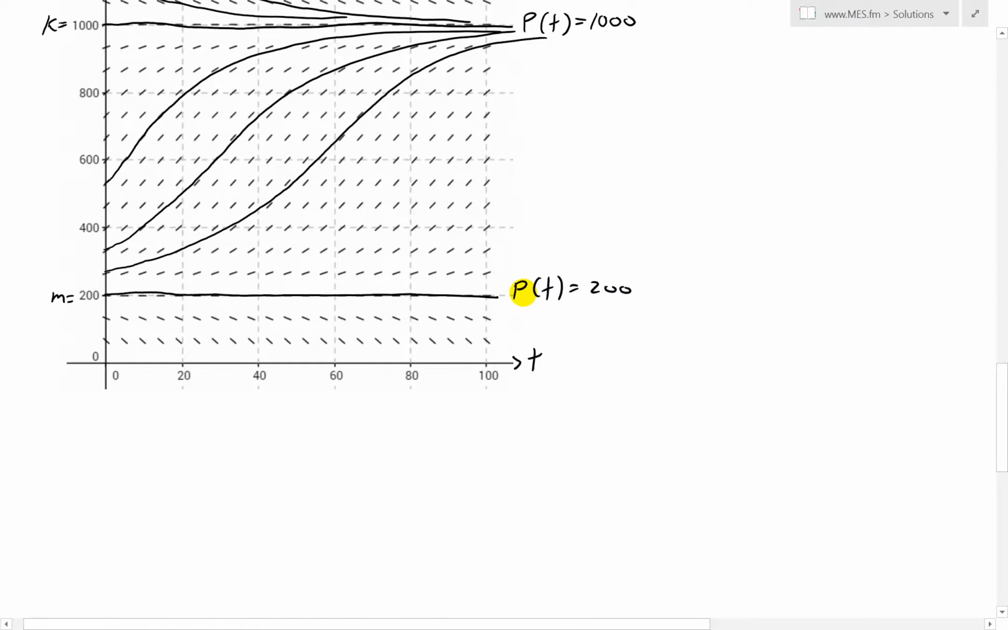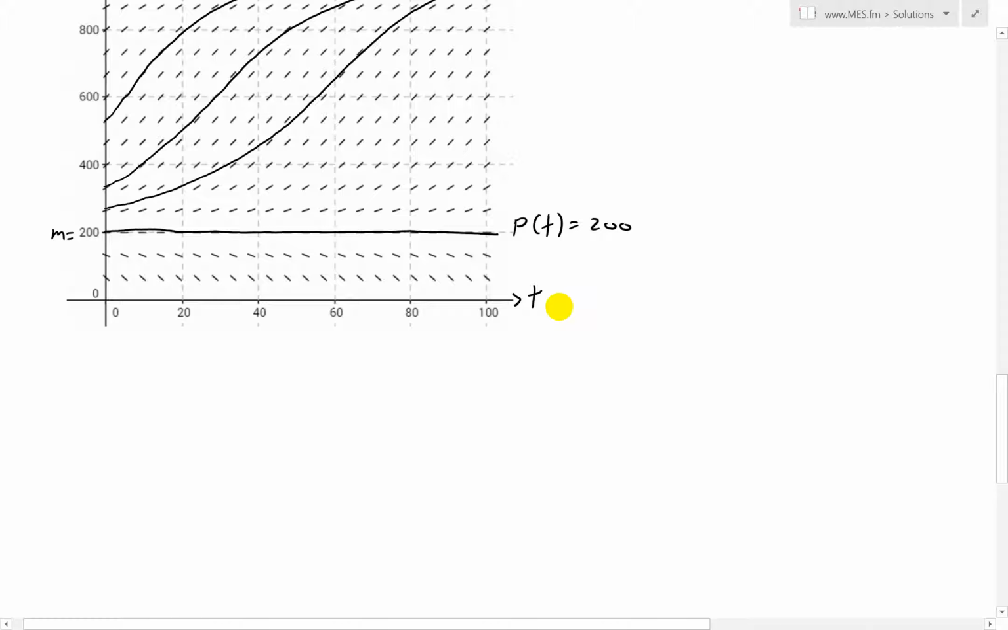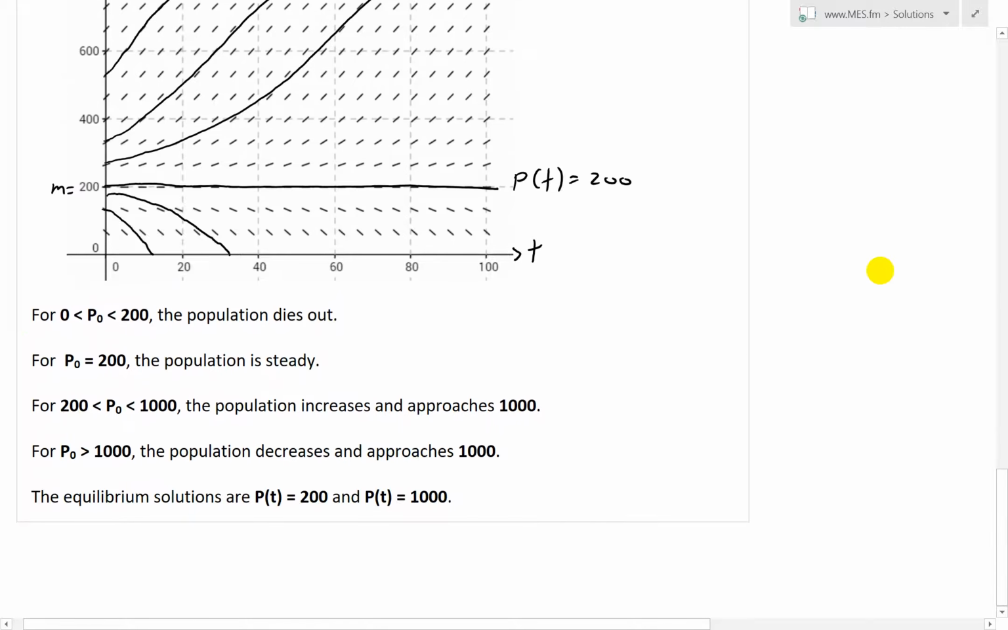But if the initial population is less than m, if you start somewhere here, look at these curves, they go downwards. This one here just goes downwards to 0 right here. So when it's less than m, you can see that they go extinct, the population size. And here I've written down each interval.